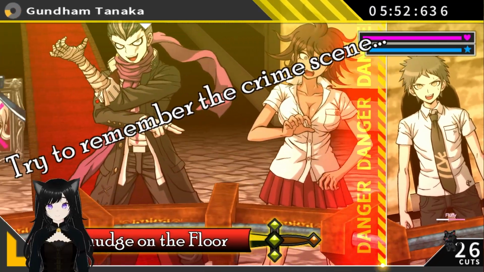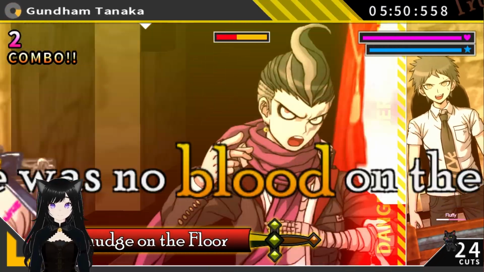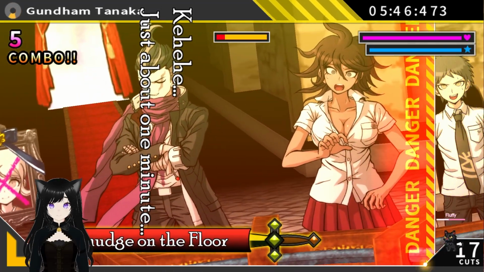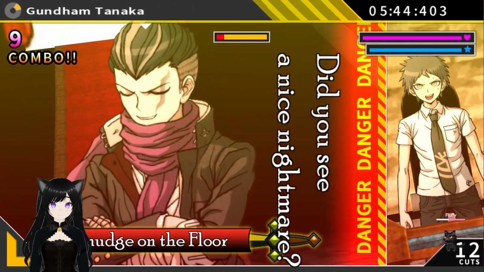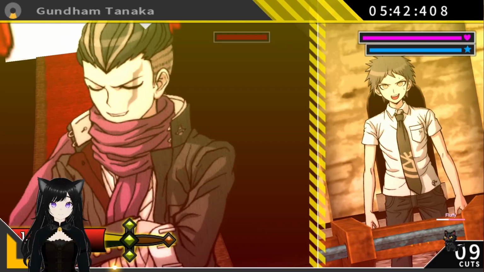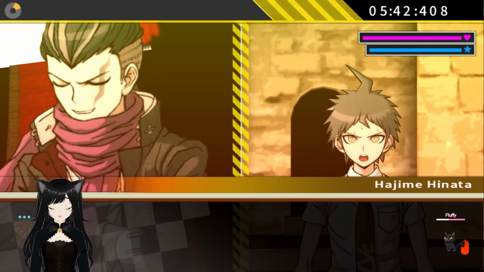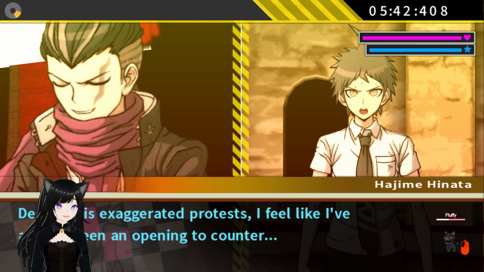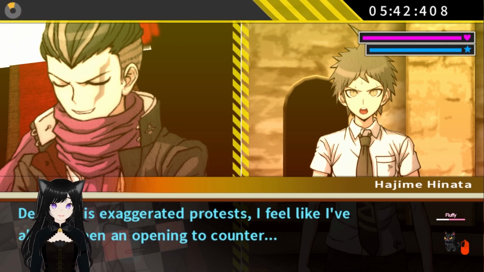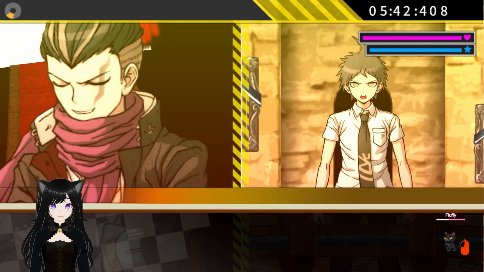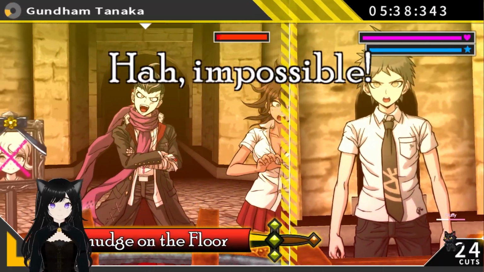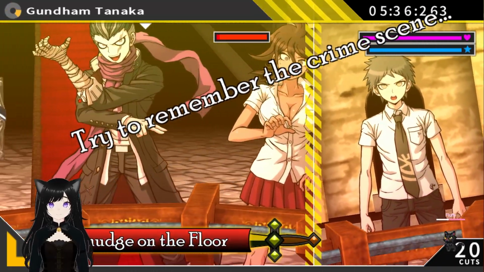Try to remember the crime scene. You can't step on blood that was never there. Okay, we gotta do that again. I always forget how to do these mini games right before we do it, but despite his exaggerated protests, I feel like I've already seen an opening to counter. Exactly. Is this a trap? It was near the very beginning. You're saying the blood on Ibuki's feet too. Ha! Impossible! Try to remember the crime scene.